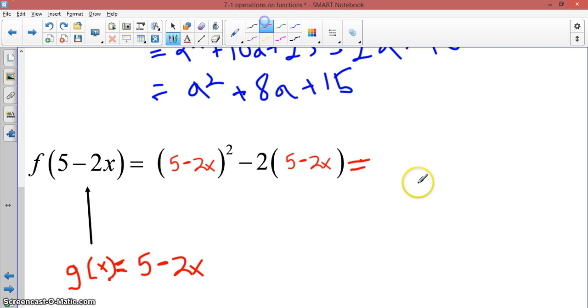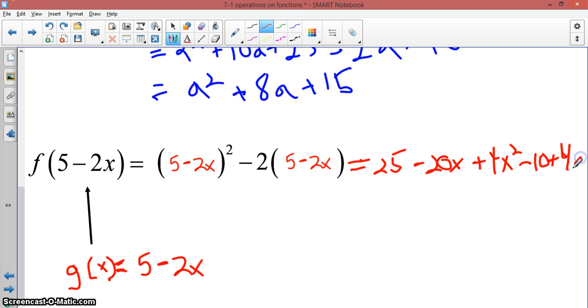25 minus, I'm having a brain fart, minus 20x plus 4x squared minus 10 plus 4x. Okay? And then you combine all the like terms and you get an expression.